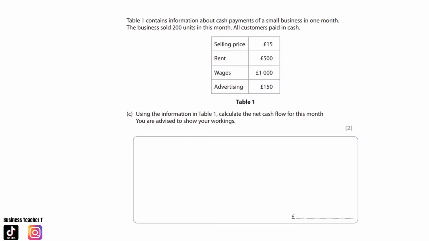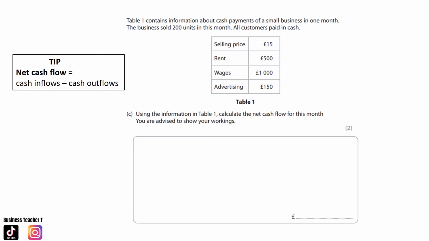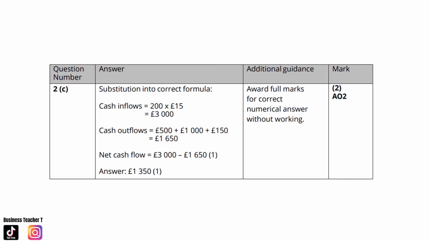Here is a tip for you. Net cash flow equals cash inflows minus cash outflows. So give it a go. You might want to pause the video now. It is important to show your workings. The cash inflows are 200 because it was 200 units sold times by £15 the selling price, and that equates to £3,000. Then you deduct the cash outflows, and the total of the cash outflows is £1,650. Therefore, the answer is £1,350.